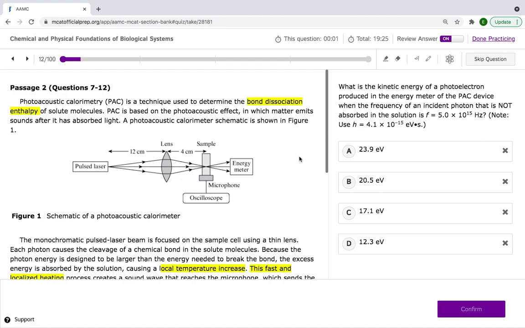What is the kinetic energy of a photoelectron produced in the device when the frequency of an incident photon that is not absorbed in the solution is F equals 5 times 10 to the 15 and H equals this? Here's a cheat sheet, guys. They literally give you this.